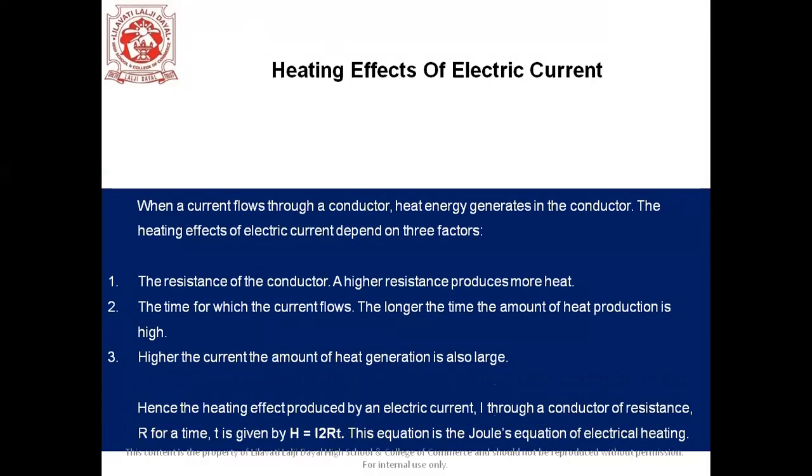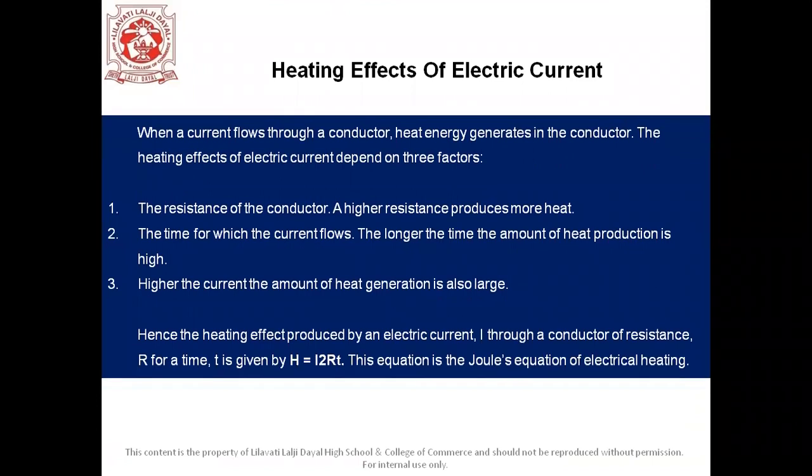That is the heating effects of electric current. Here, students, when a current flows through a conductor, heat energy is generated in the conductor. The working of it is seen in the working of the electric bulb, electric iron, fuse wire. All these things are based on the heating effect of the electric current.